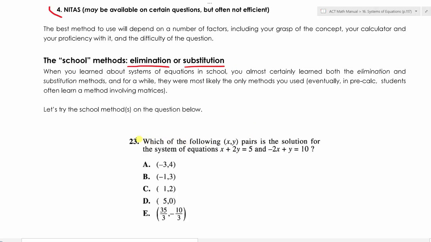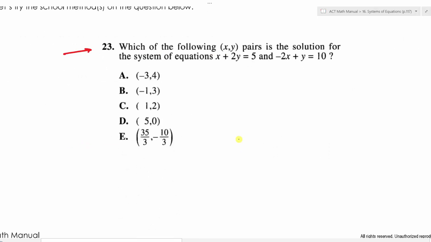Let's take a look at number 23. If you want to try to do number 23 on your own before I do, go ahead and pause the video. Which of the following xy pairs is the solution for the system of equations x plus 2y equals 5 and negative 2x plus y equals 10? So pretty typical type of system of equations question, very obvious type of system of equations question where they ask us for the solution for this system.